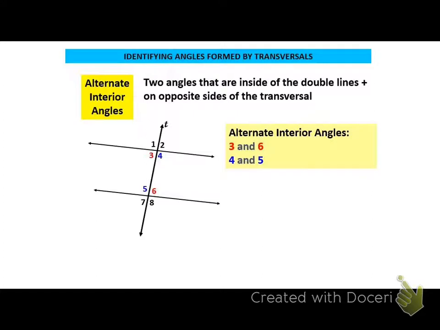A common mistake I see people make is that they look at this and go, well, 3 and 4 are on the inside of the box and on opposite sides of the transversal. But they're not alternate interior. Because what relationship do 3 and 4 have? They're adjacent, which means they are a linear pair. They're not alternate interior. Make sure when you're alternating, it's like going diagonal. So 3 and 6, 4 and 5.